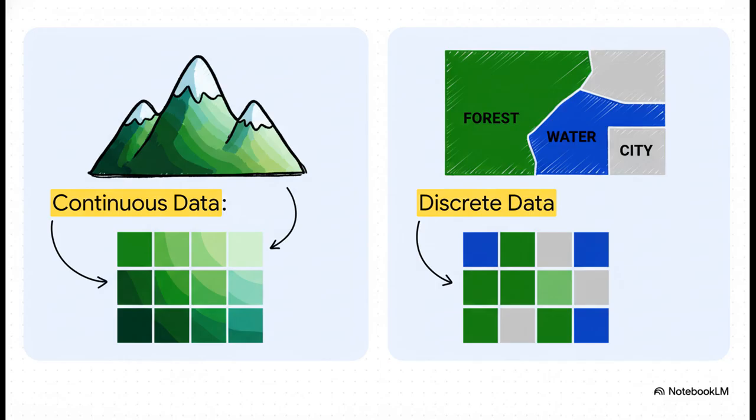First up, we have what's called continuous data. Just think of anything that changes gradually, flows from one value to the next, like temperature or the height of a mountain. It's like a smooth ramp. And then you've got discrete data. This is for stuff that fits into neat, separate boxes or categories, things like land use. Think of these as separate building blocks.